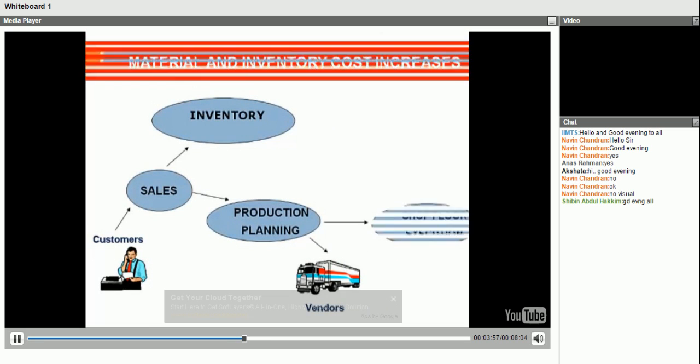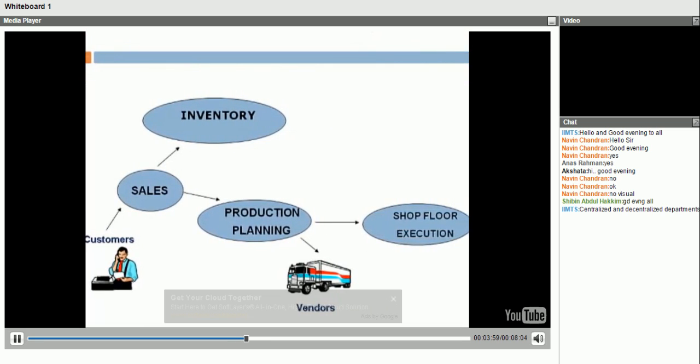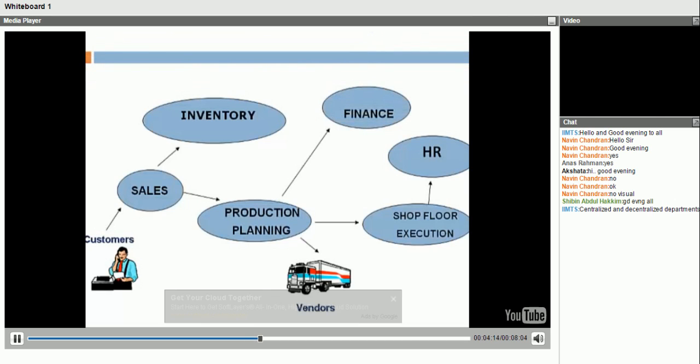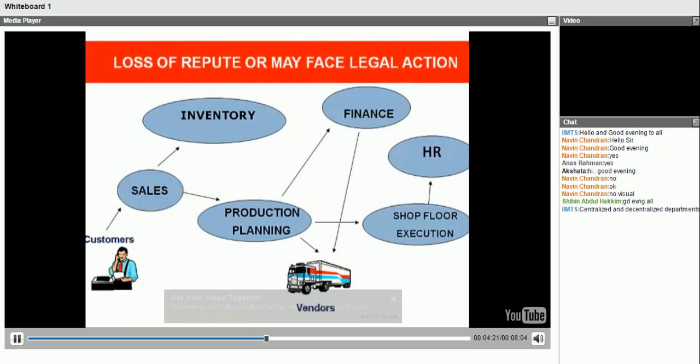Once the raw material is available, the shop floor department suddenly realizes they are short of workers. They approach the HR, who in turn hire temporary employees at higher than market rates. Thus, labor cost increases. The production planning department fails to update the finance department on the materials they have purchased. The finance department defaults on the payment deadline set by the vendor, causing the company loss of its reputation and even inviting possible legal action.